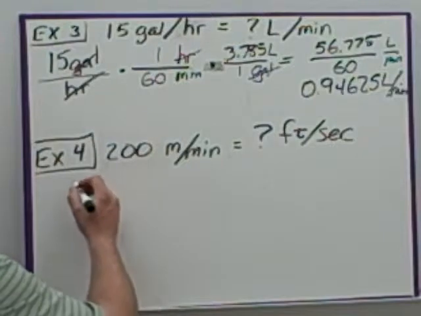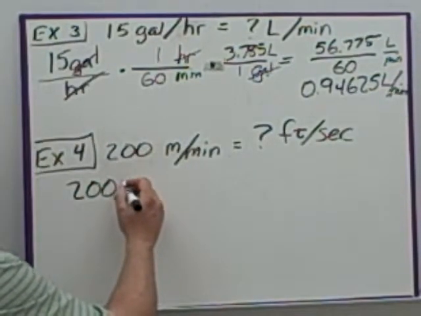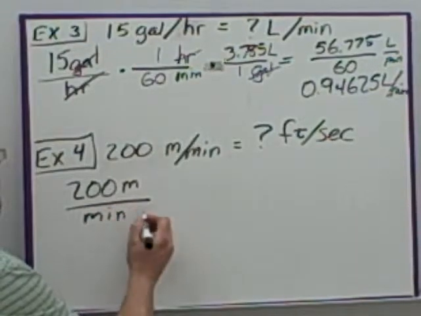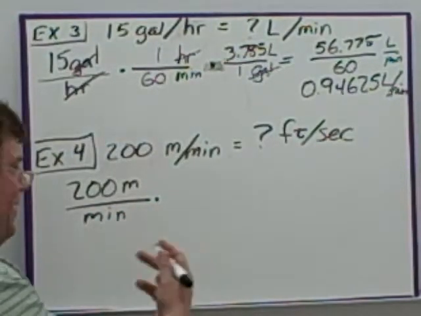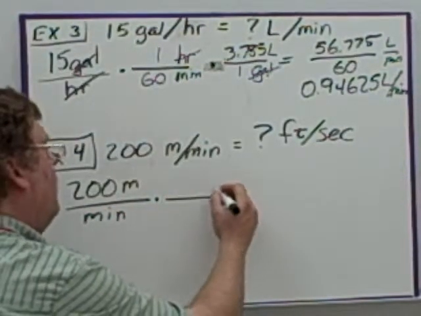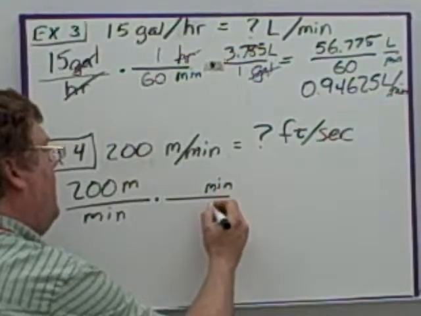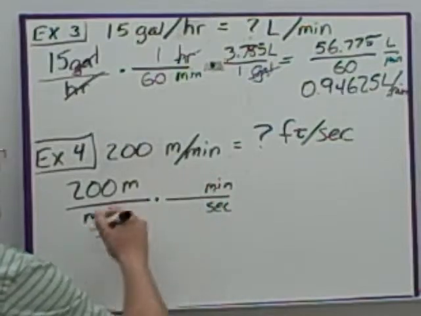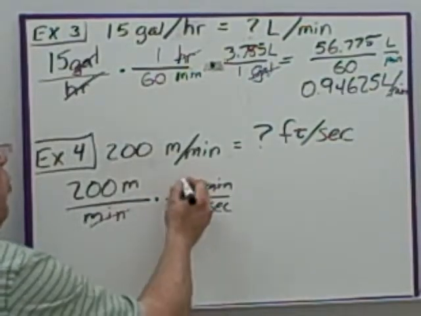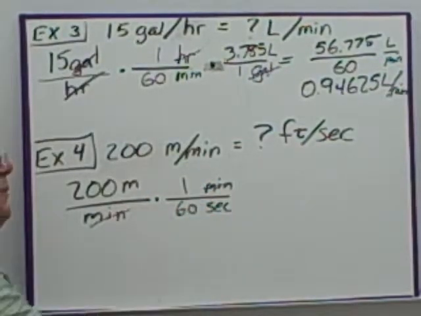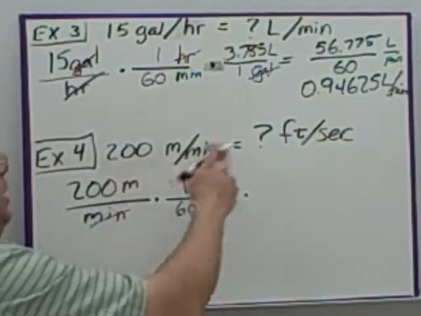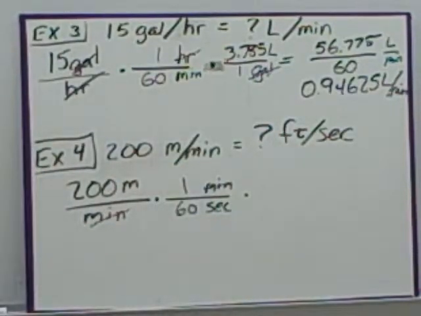Example number 4. We've got 200 meters per minute. Let's take care of the time first. I know I'm going to want minutes on top and seconds on the bottom, because I end up with seconds on the bottom. Minutes will cancel. 1 minute is 60 seconds. Now I want to get rid of meters. I want to convert that to feet.